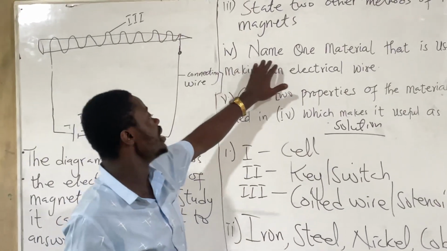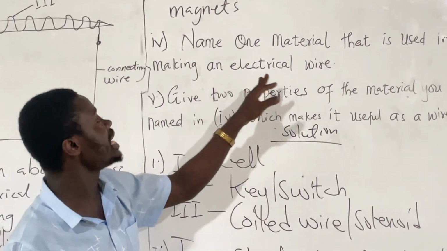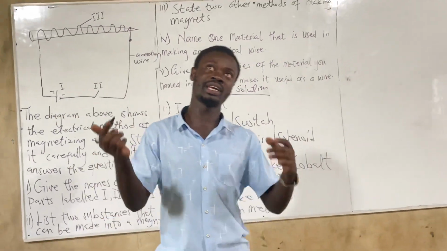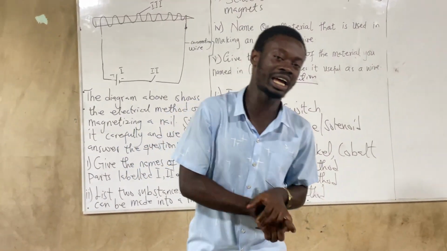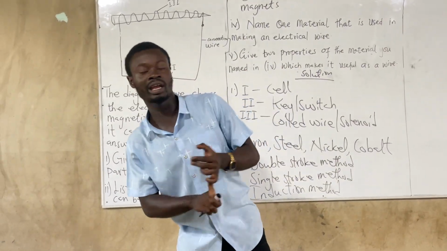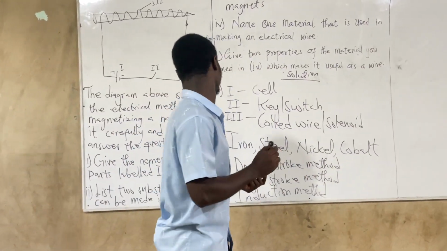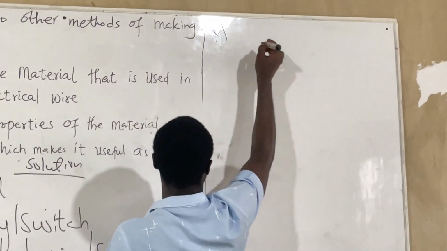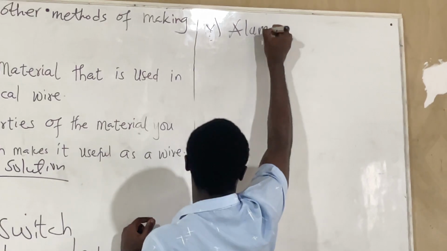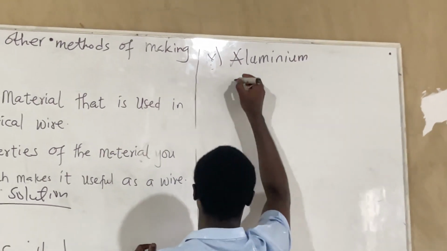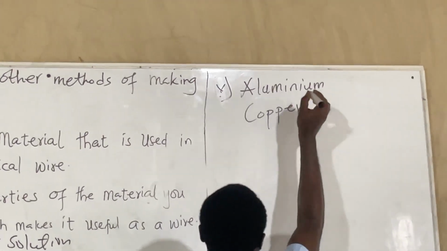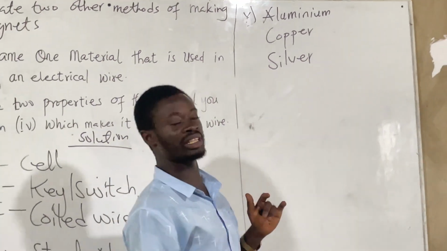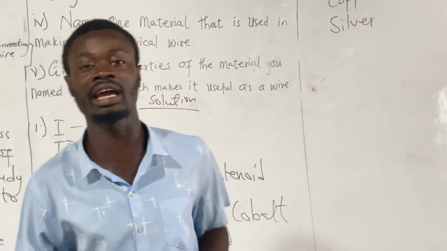Question IV. Name one material that is used in making an electrical wire. What are some of the materials we use in making electrical wires? We can use aluminium, copper, or silver to make electrical wire. So for IV, we can get aluminium, copper, and silver. All these materials can be used in making electrical wire.